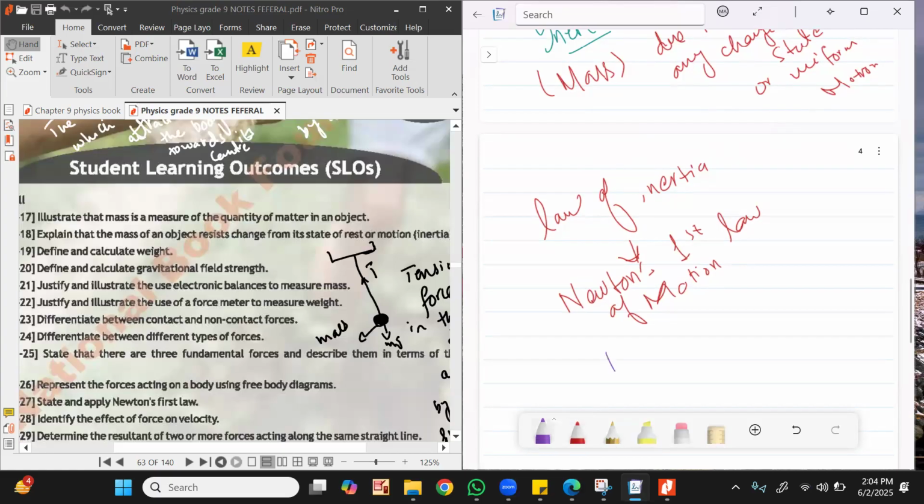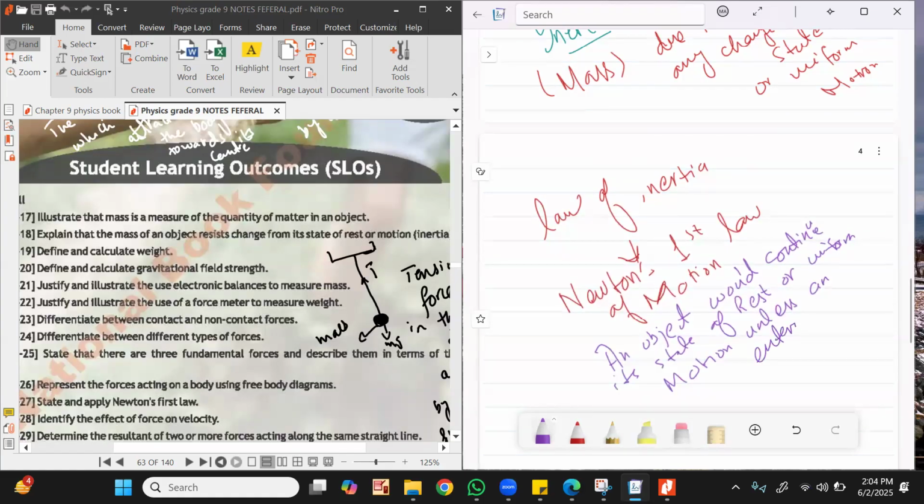Newton's first law also states that an object would continue its state of rest or uniform motion unless an external force is applied on it. For example, if a book is sitting on a table, or if a car is standing, it would not start moving on its own unless some force is applied onto it. So Newton's first law states that an object will remain in its state unless an external force is applied on it.